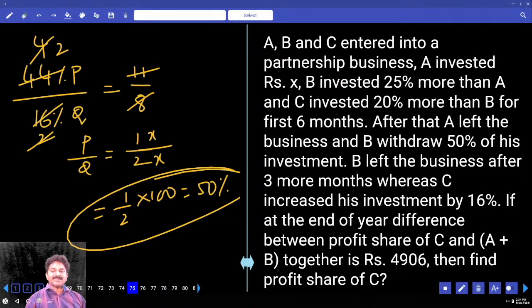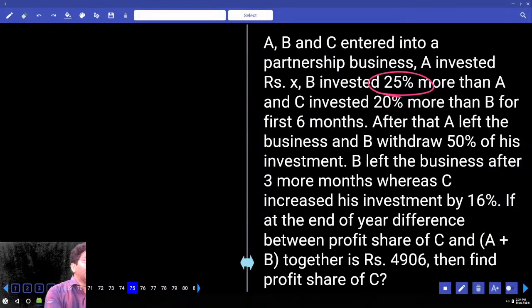ABC entered into partnership business. A invested X rupees, B invested 25% more than A, and C invested 20% more than B for first 6 months. Now, 25%. What is the fractional form? 1 by 4. What is the denominator? So, I will start taking investment of A as 4 parts.